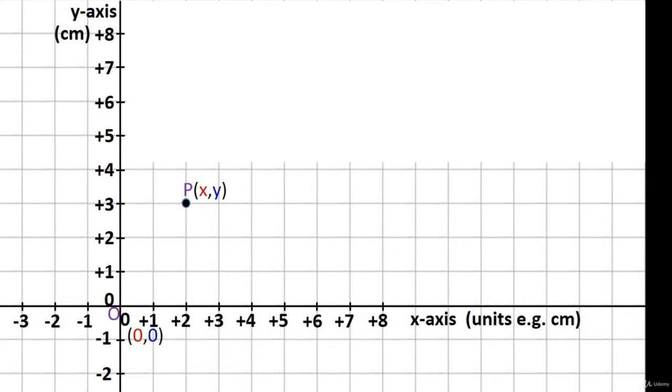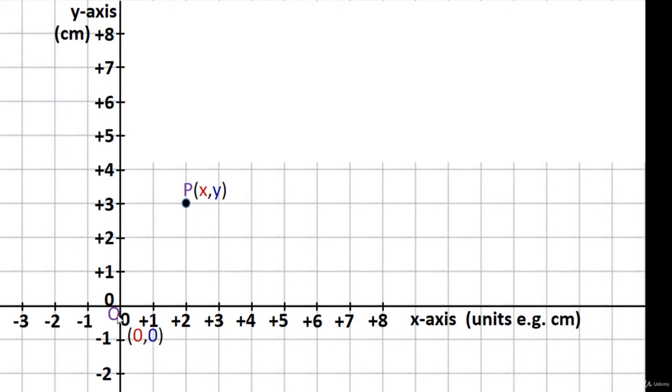Start off by defining the standard grid image. We've got the x-axis starting at 0, going up to +8, and the y-axis going from 0 up to +8. On the end we've written units of centimetres. It's always important to write the units so that when you look at a graph you understand what information is being displayed. So using centimetres here on the x-axis and also centimetres on the y-axis here.